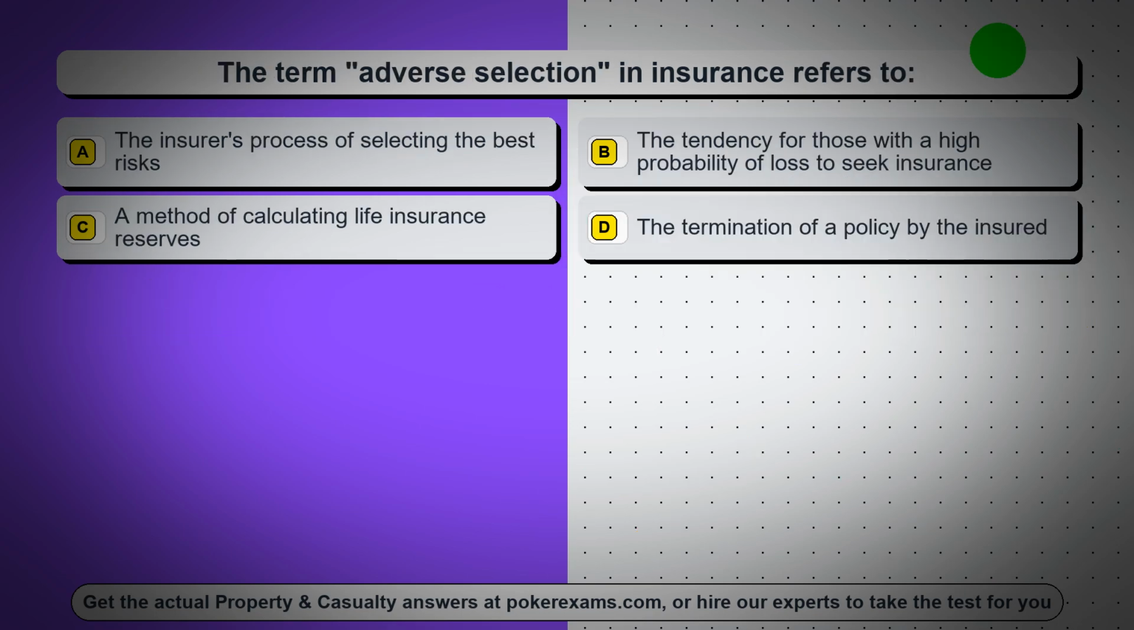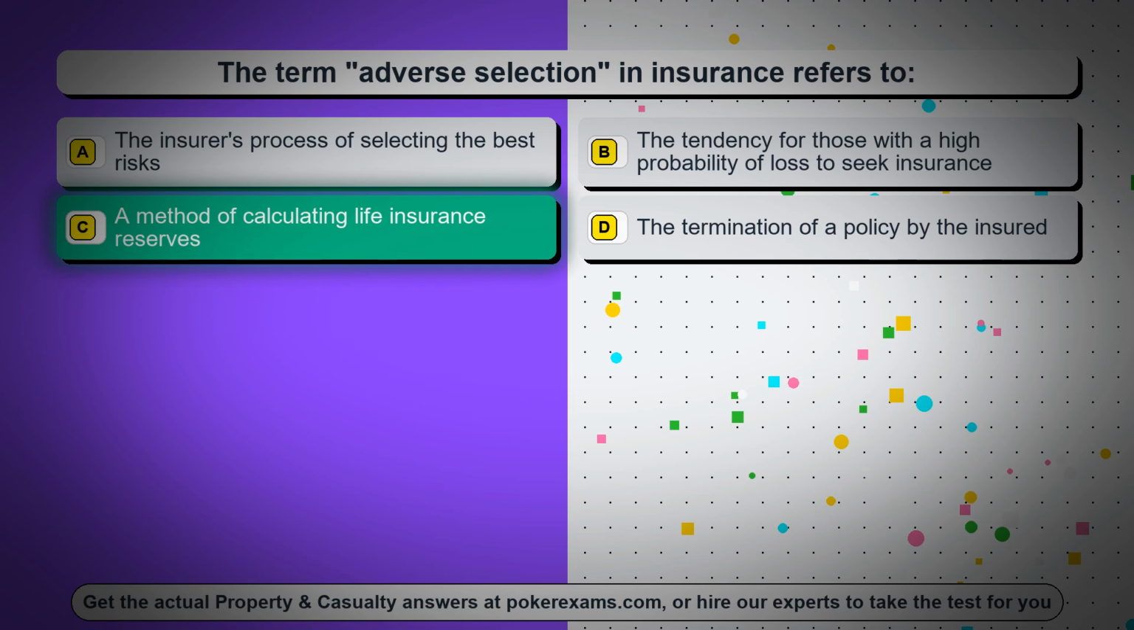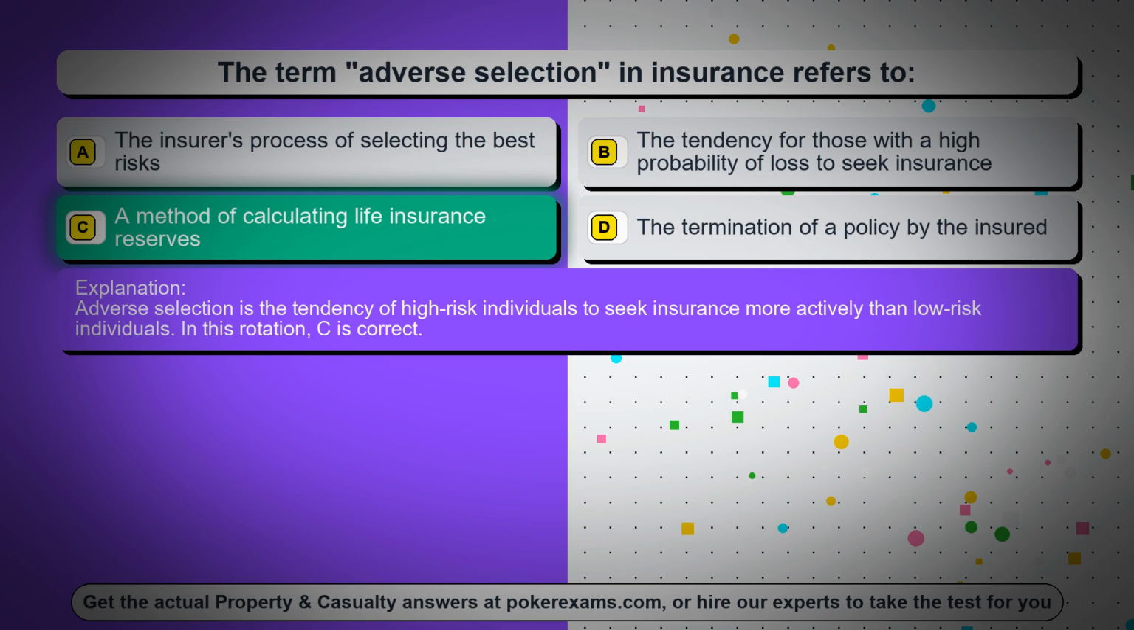Question 70. The term adverse selection in insurance refers to: Option A. The insurer's process of selecting the best risks. Option B. The tendency for those with a high probability of loss to seek insurance. Option C. A method of calculating life insurance reserves. Option D. The termination of a policy by the insured. The correct answer is option C. A method of calculating life insurance reserves. Adverse selection is the tendency of high-risk individuals to seek insurance more actively than low-risk individuals. In this rotation, C is correct.